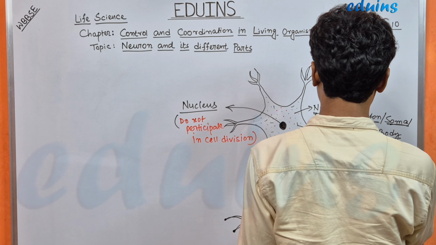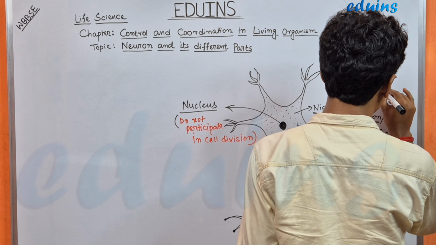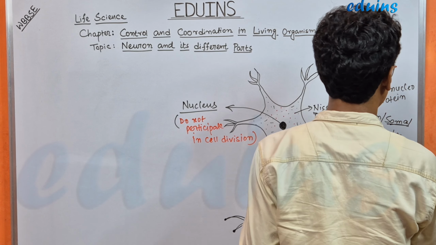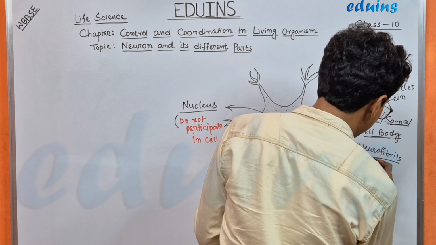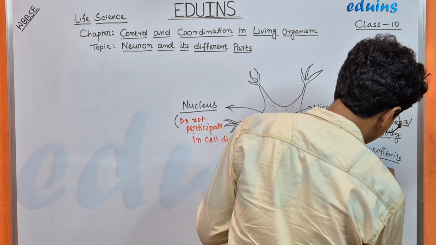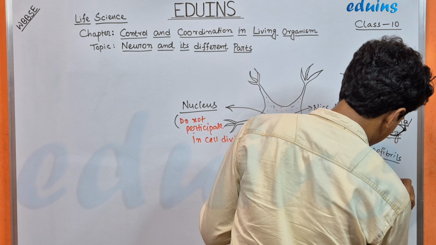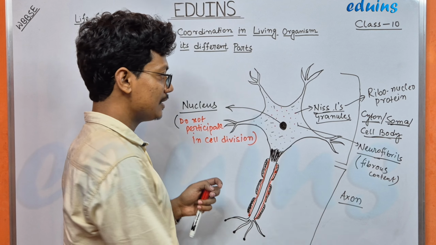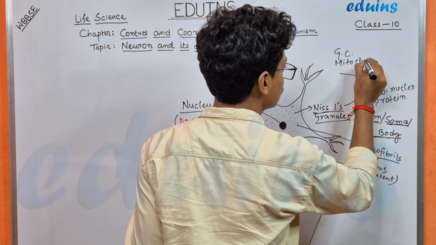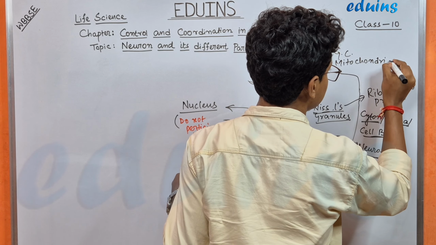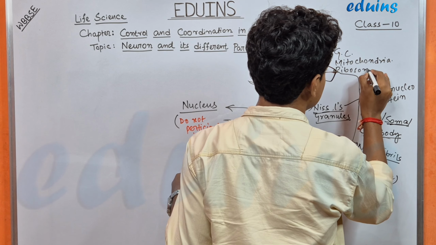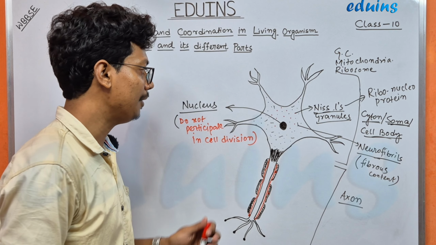So this is the ribonucleoprotein, and these neurofibrils are fibrous content. Besides this, there are the Golgi complex, mitochondria, ribosomes, and other cellular organelles present.